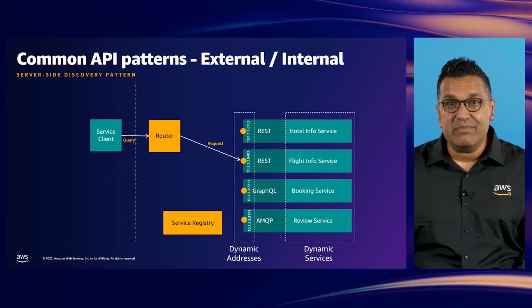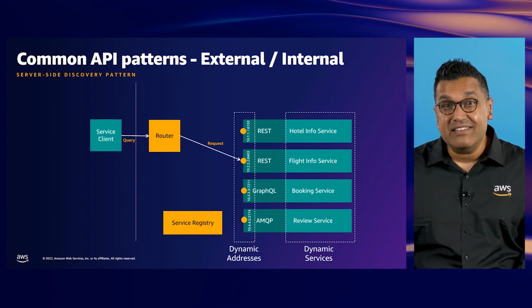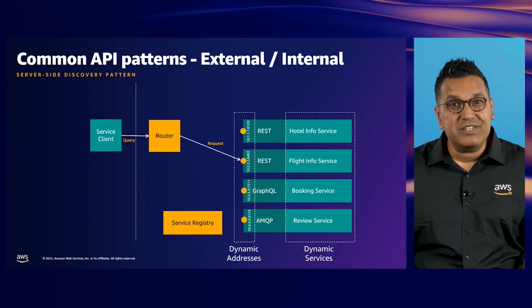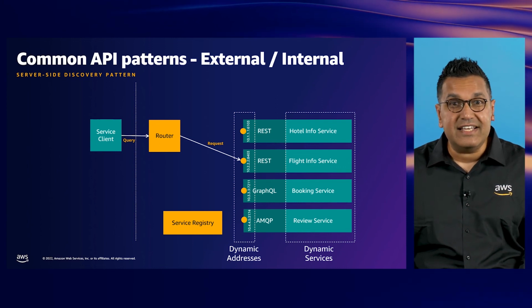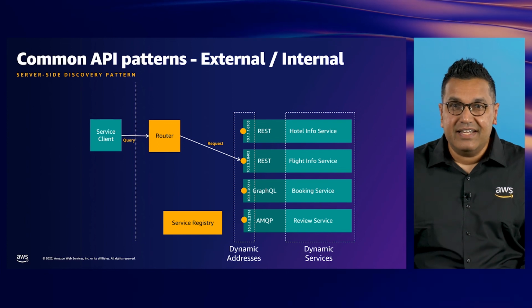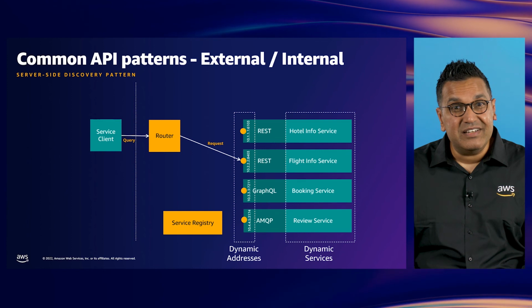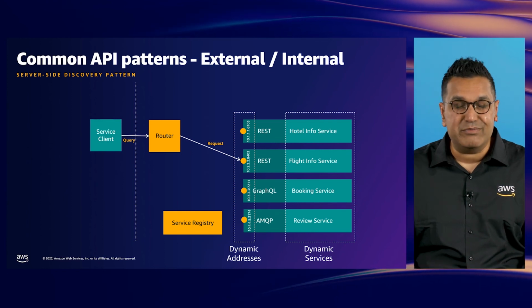Now, this can be accomplished with an AWS Elastic Load Balancer, for example. Container management solutions like Kubernetes run a proxy on each host that functions as a server-side discovery router. Now, this comes with the cost of more network hops, but it is simpler on the API client as the implementation is abstracted away.